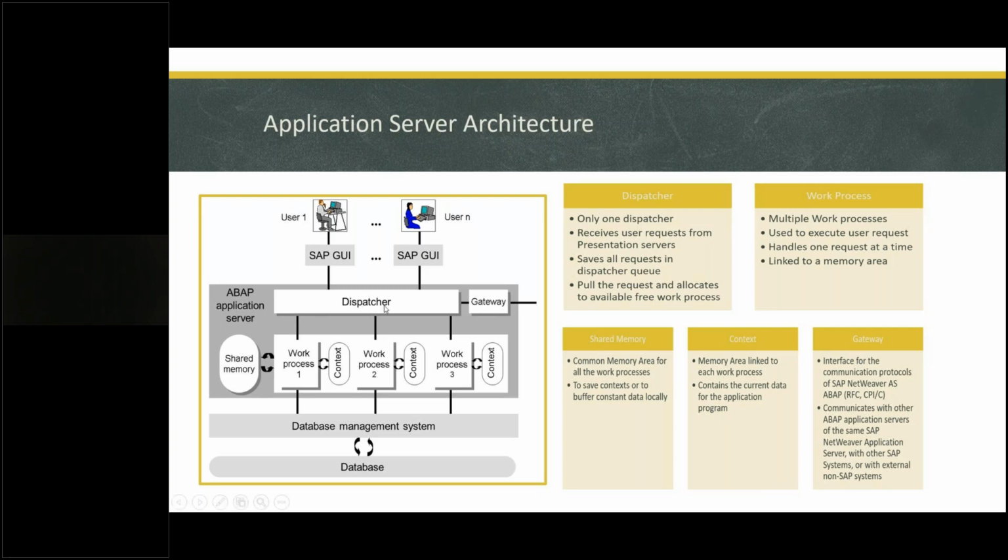Now see here, the dispatcher will see when you send a request to it, it will look at whether the request is internal or external. Suppose it is an RFC call, it will send it to the gateway. From the gateway it will send the RFC request to other systems. Like that, the gateway is used.